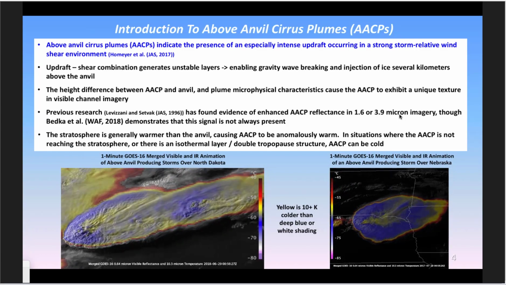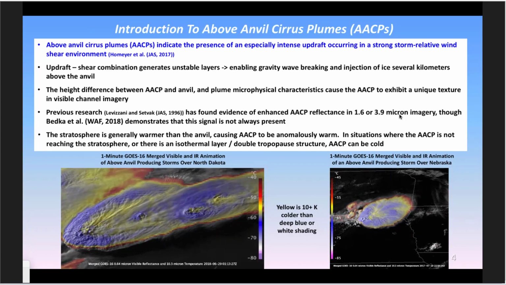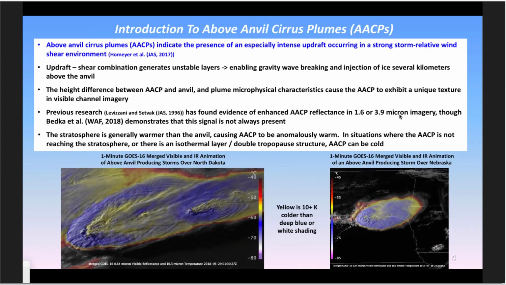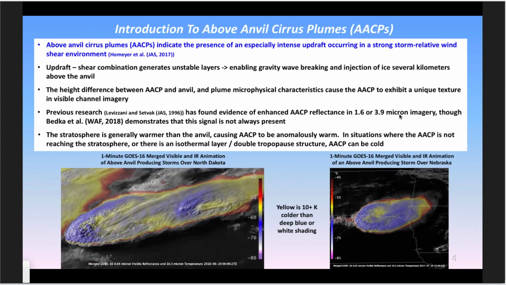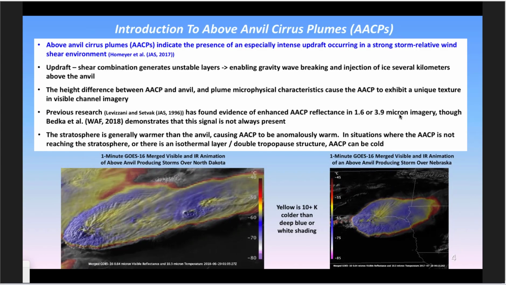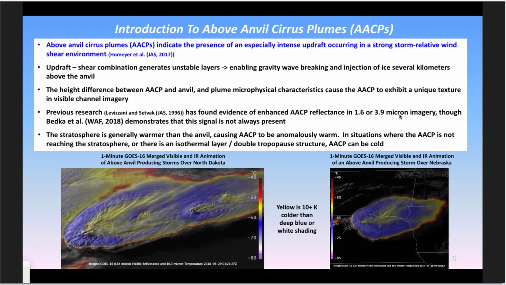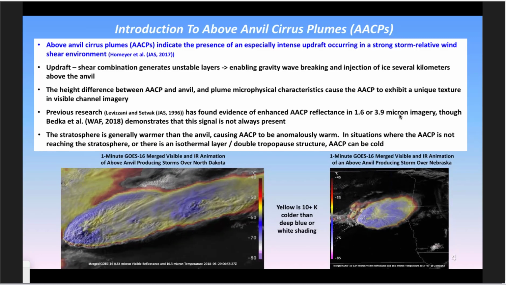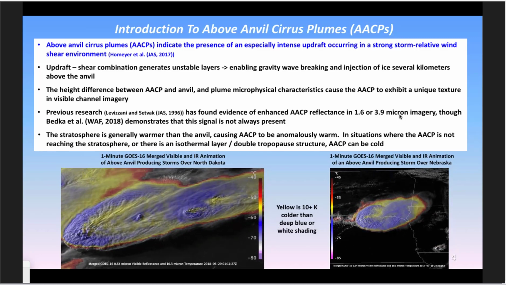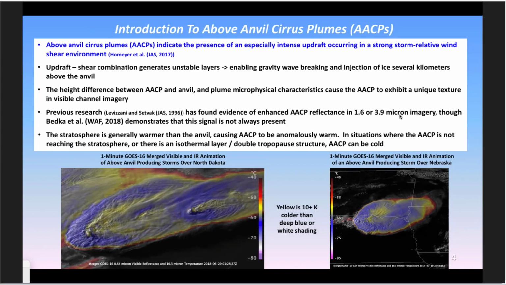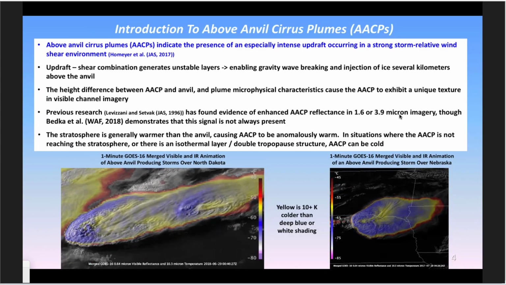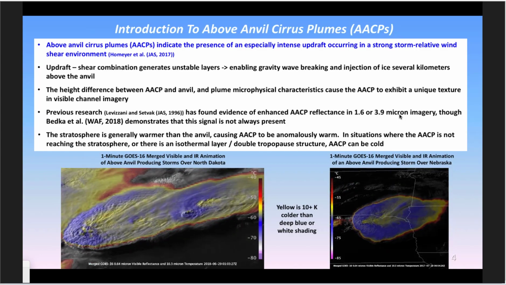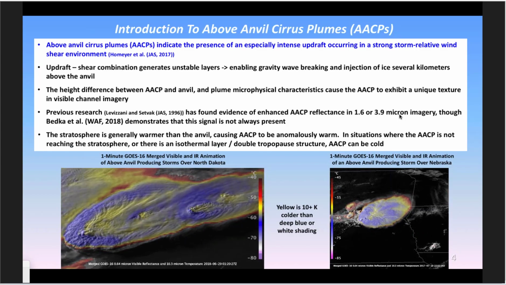Some of you may have heard of the signature called the enhanced V. And so you're actually seeing that pattern in the lower left, where you see this blue-shaped area of very cold temperatures, and then this warm material in between the two arms of the V or U shape that you see there. That's the plume. So the above Anvil Cirrus plume and enhanced V are tightly related. And I'm not going to claim to have discovered the enhanced V.